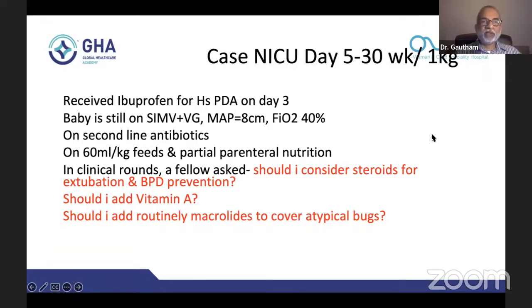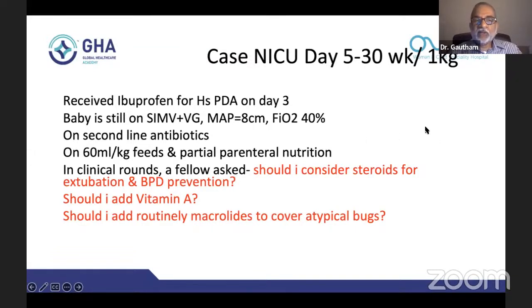I would not use macrolides. I have to look up the evidence for that. If people using that are basing it on good evidence, then I would not oppose it. But right now, we don't use macrolides routinely to cover atypical bugs or to prevent BPD. Vitamin A, definitely I'm in favor, and we've written some papers on cost effectiveness of vitamin A, but I understand intramuscular vitamin A is not available in India now.